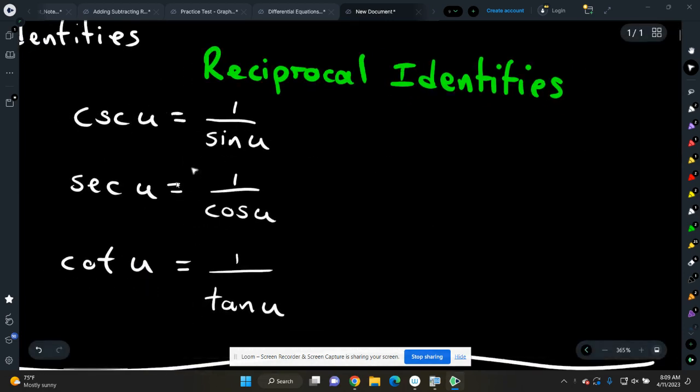Okay, and in this column, these are the 3 that we're comfortable with, and we're familiar with. Cosecant is 1 over sine, secant is 1 over cosine, and cotangent is 1 over tangent. Okay, those are the 3 that we're familiar with.